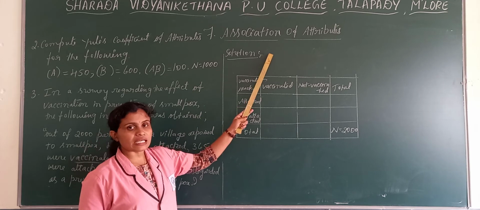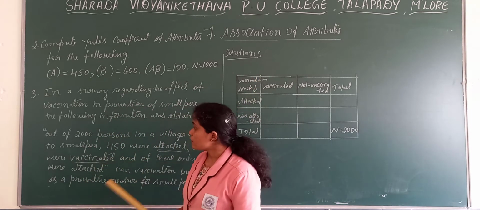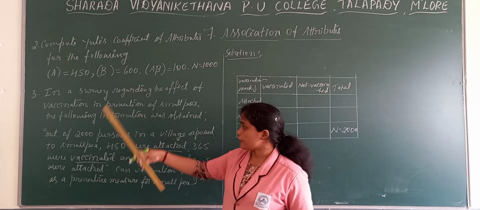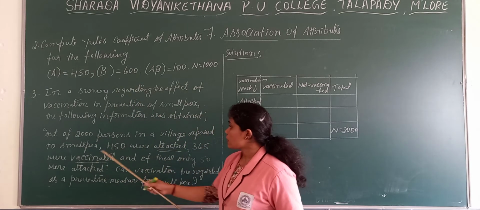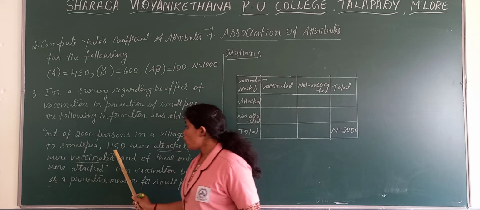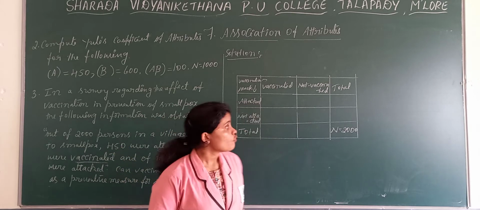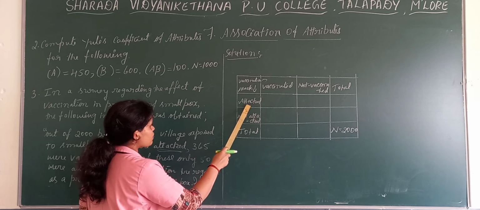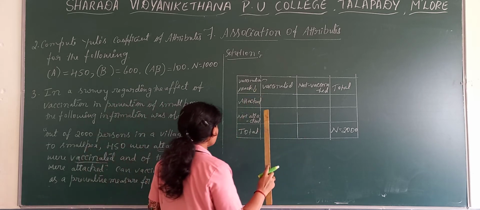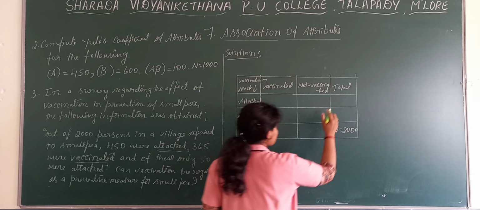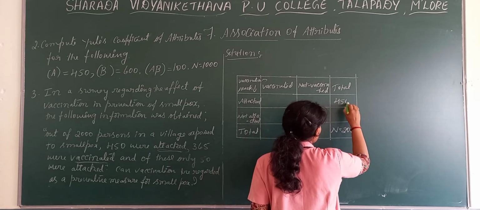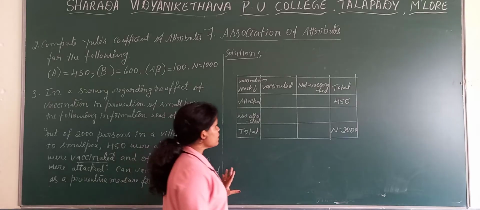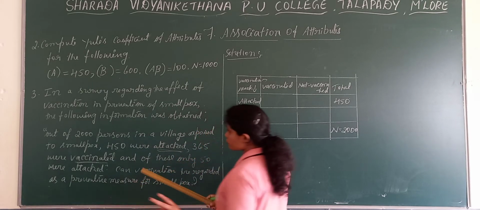We are not writing any given information. Next, the village was exposed to smallpox, and 450 were attacked. Where we have written attacked, here we have written attacked. Then if 450 were attacked, here comes the total 450.